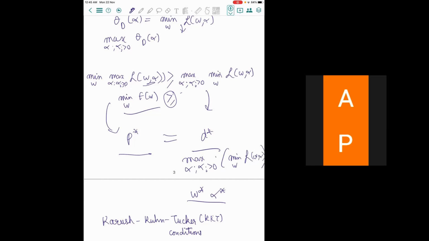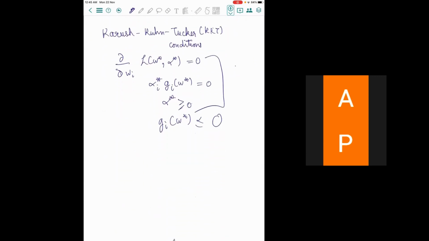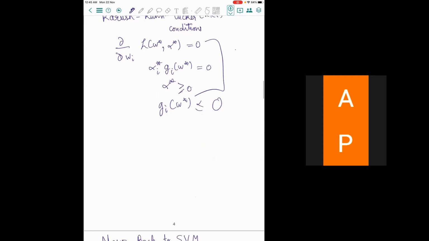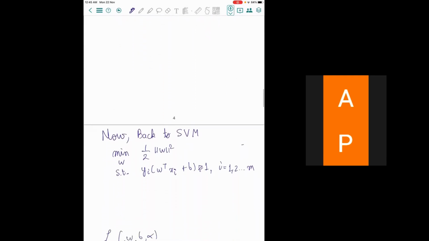So we can solve this instead of solving for the minimum of W, and we'll get the same result. So this is how we change a problem from primal to dual in this particular case using Lagrange multipliers. And why we are doing that will become apparent later on. So now we move back to the SVM.